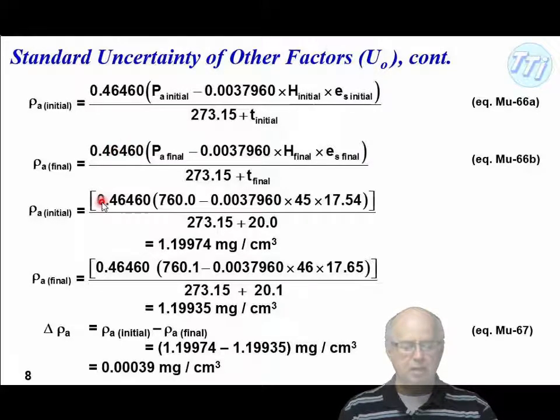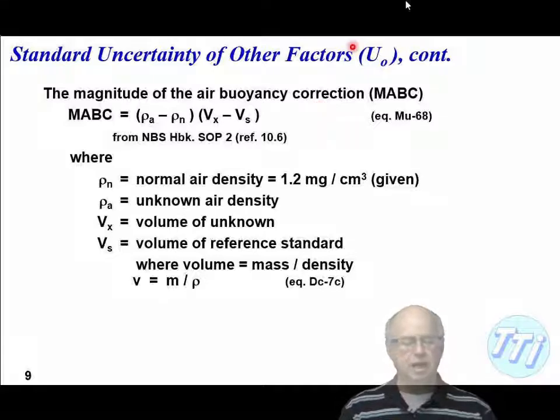And so when we calculate the densities and find the difference between them, here is the delta rho A. This is the potential change in density due to the temperature, humidity, and atmospheric pressure uncertainty. And we see here it is 0.00039 milligrams per cubic centimeter. That is the standard uncertainty because the others are all done at 1 uncertainty. So now let's look at the actual buoyancy force.